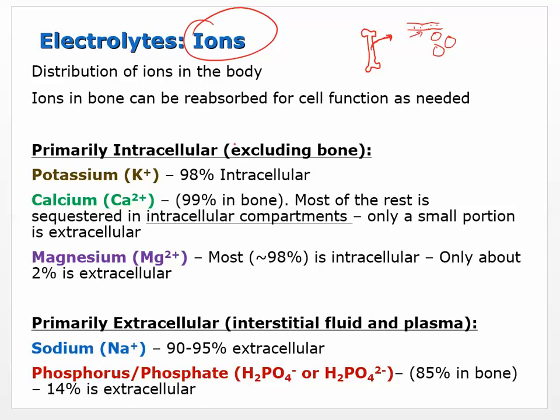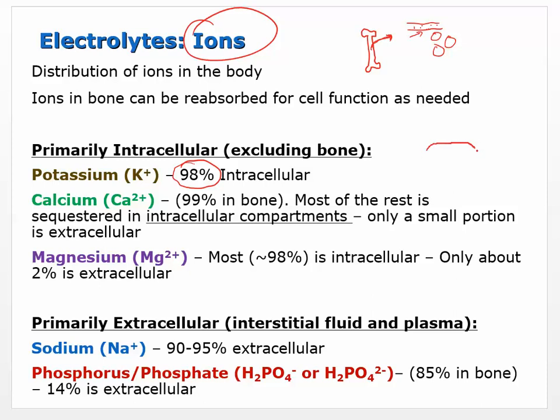Okay, so intracellular, ions that are found inside cells: potassium, calcium, magnesium. Potassium is really the big one. 98% of calcium is intracellular, but we also see a lot of magnesium. So magnesium is also found at high concentrations in the cells.